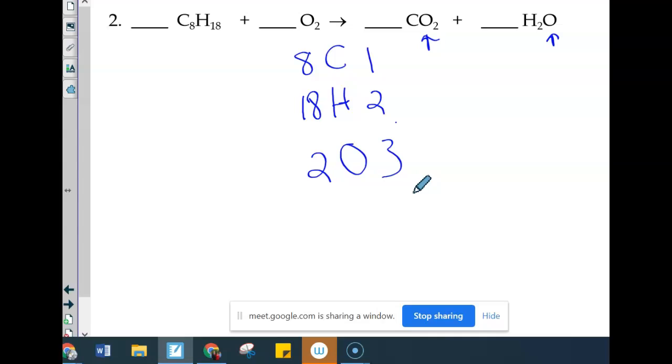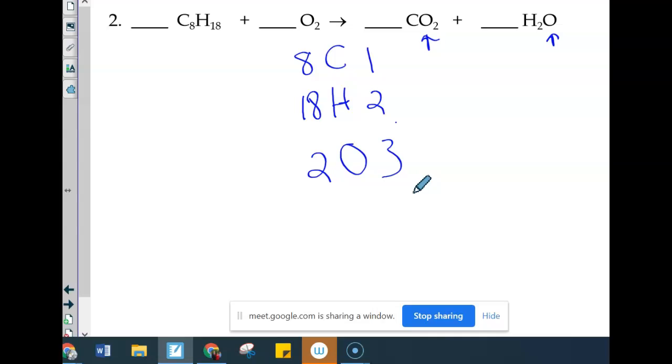Questions about any of my numbers? Questions about my setup or any of my numbers at this moment? Please do not hesitate to ask. So you added the 1 and 2? Correct. You're going to add them when they're on the same side of the equation.